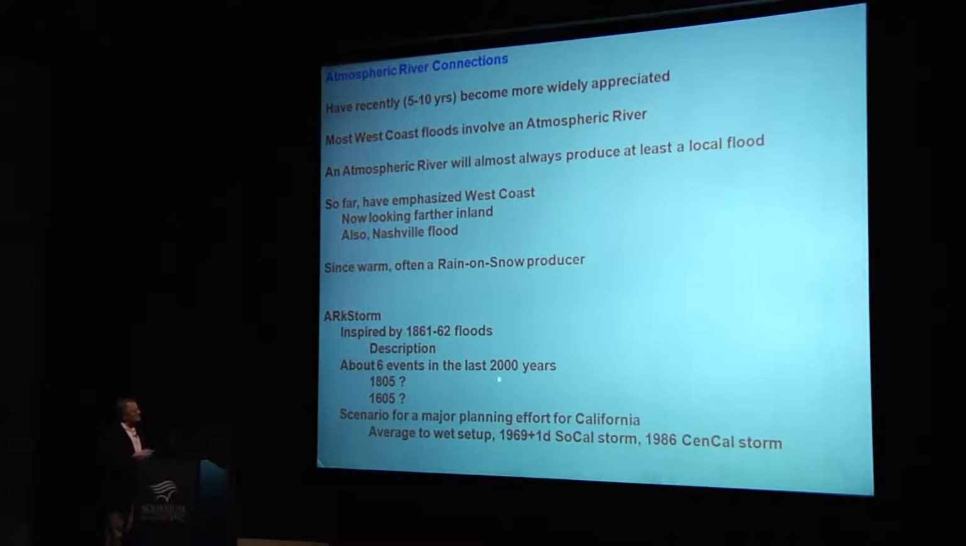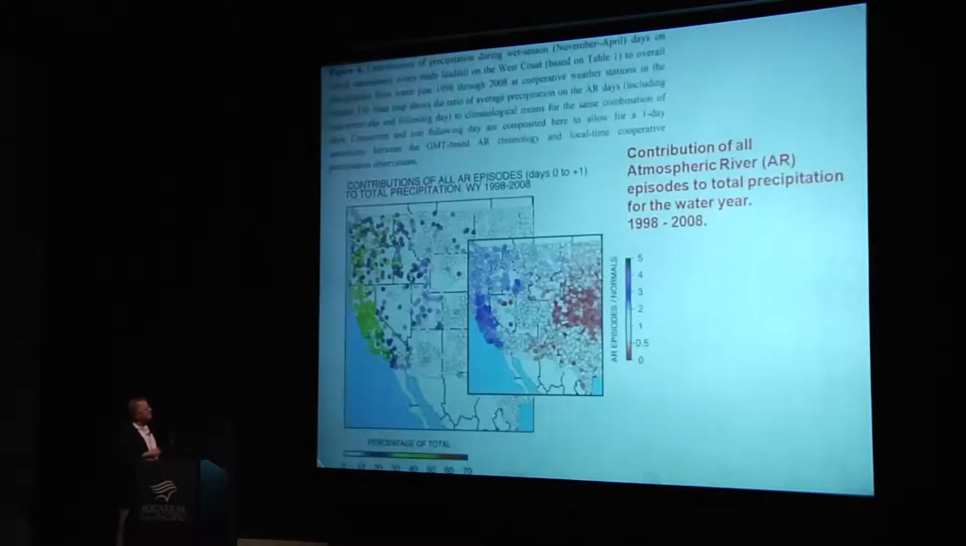But it turns out, if you look at some of the paleo records, there seem to be about 6 of these events that have occurred in the last couple thousand years. Really phenomenal events. There might have been one in 1805. There's a lot of evidence of something that happened in 1605, where sediment is found out in Santa Barbara Channel. And so this has been a scenario for a major planning effort for the state called ARkStorm, which I'll mention in a second. So anyway, these atmospheric rivers contribute a pretty sizable amount down here, 30 to 40 to 50% of the total precipitation, these heavy precipitation events.